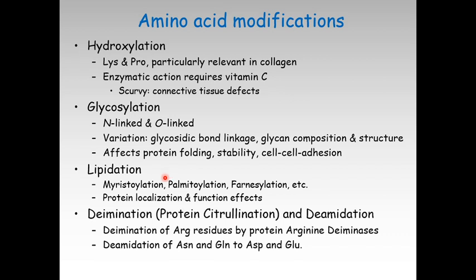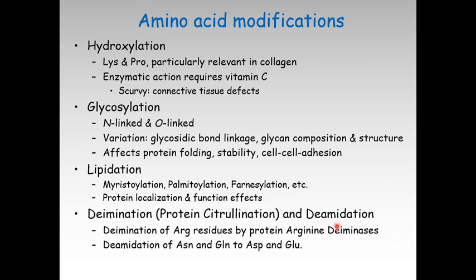Lipidation. Myristylation, palmitylation, and farnesylation are some of the examples of lipidation. And in this case, proteins get modified by lipids. And why is this important? Because protein localization and function depend on these. Finally, deamination or protein citrullination and deamidation. Deamination of arginine residues by this enzyme, protein arginine deiminases, results in the conversion of arginine to citrulline.